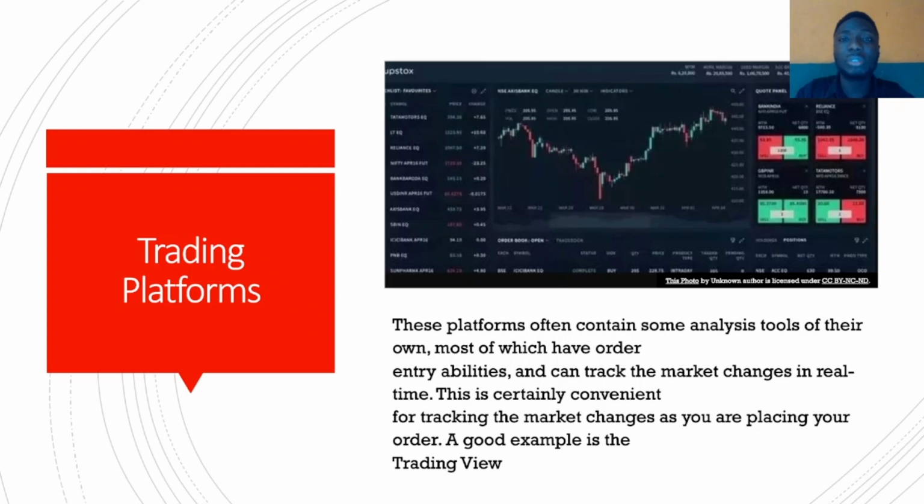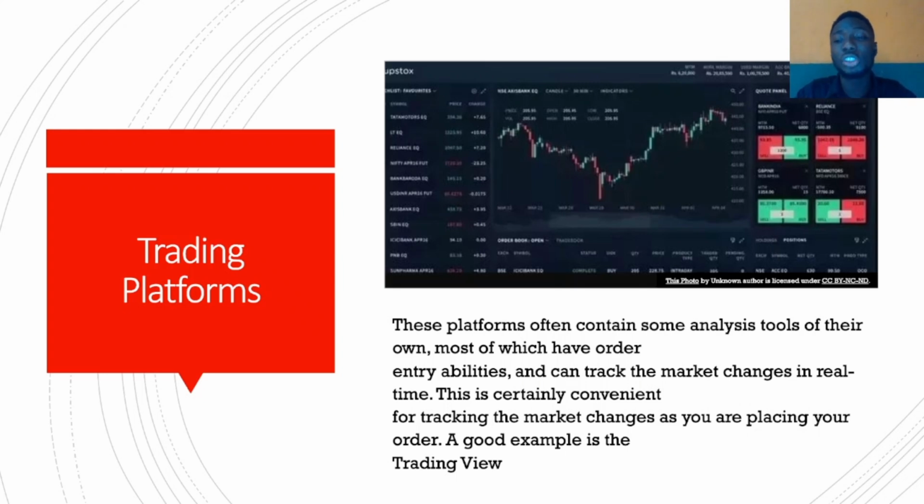So this platform contains certain analysis tools of its own. The TradingView platform is very, very nice. They have a lot of tools. I think other platforms are coming up now that you can use to trade the forex market and draw the tools, but TradingView is the one I'm so used to, and I'm sure a lot of traders are used to TradingView. So this platform contains analysis tools that you can use to analyze the forex market.